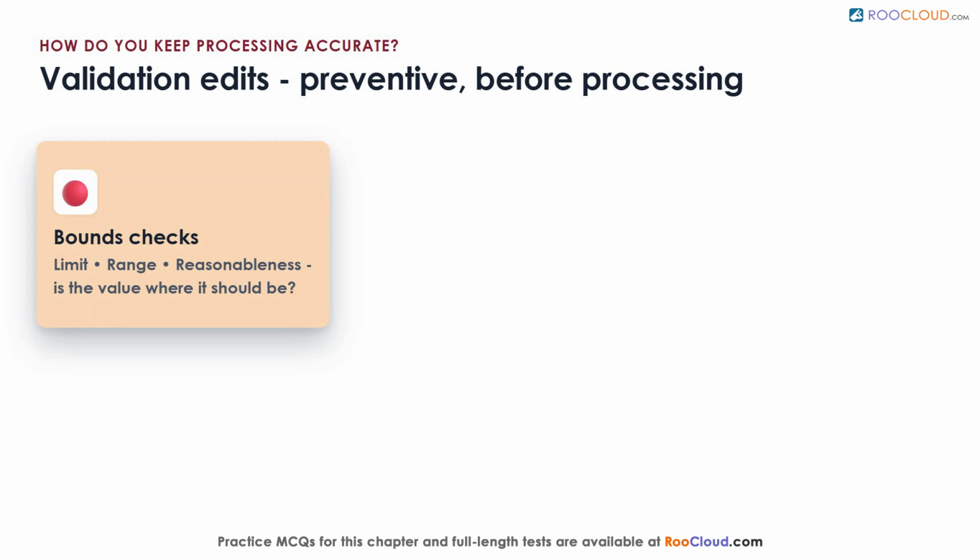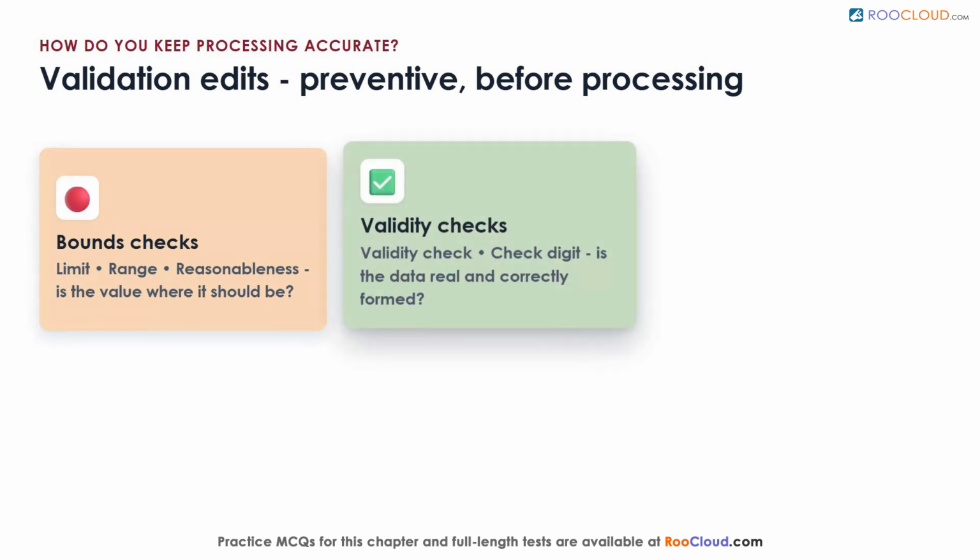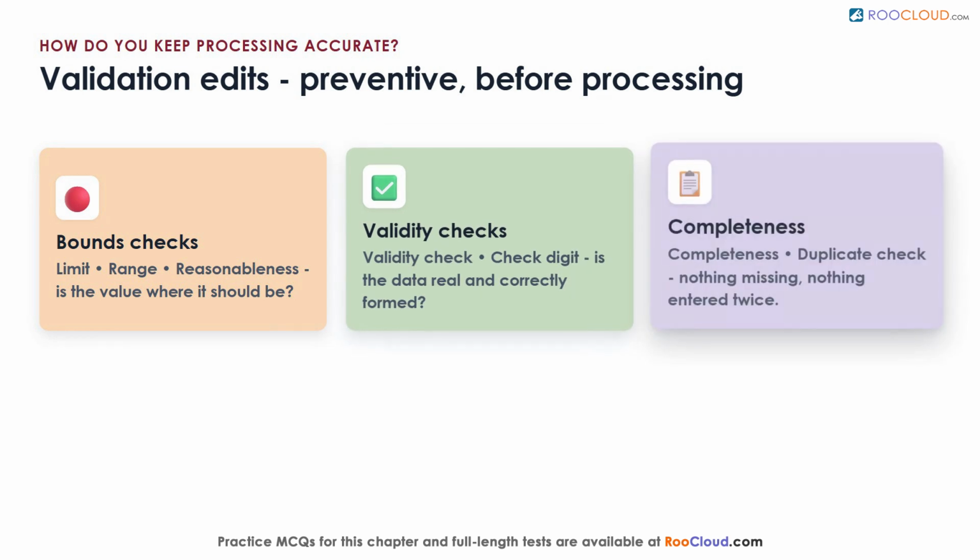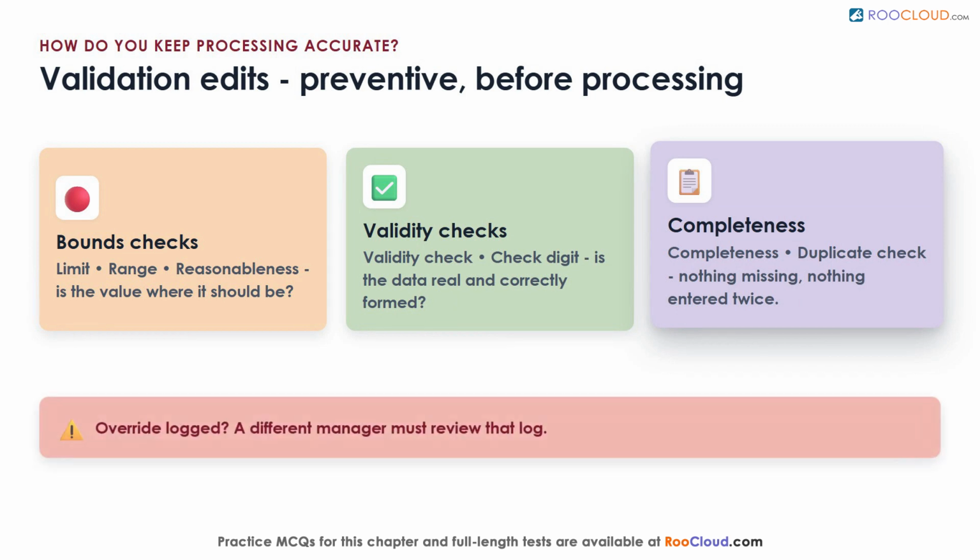A limit check stops a value above a set ceiling. A range check keeps a value inside a band. A validity check accepts only predefined codes. A reasonableness check flags unusual quantities. A check digit catches transposed or altered numbers. A completeness check rejects blank required fields. And a duplicate check stops the same record entering twice. If a supervisor overrides an edit, log it, and have a different manager review that log.